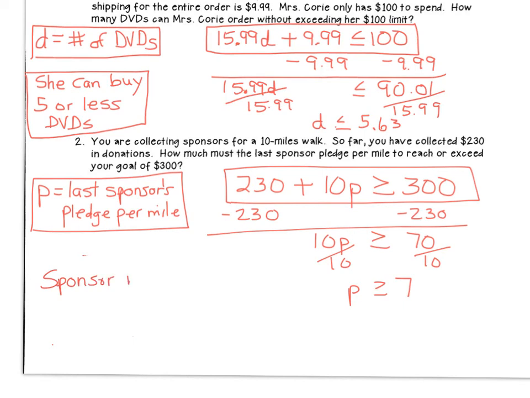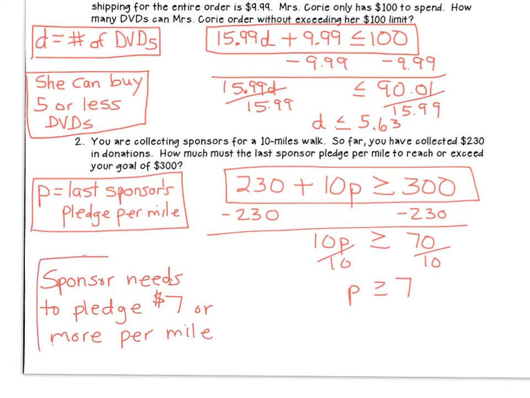Sponsor needs to pledge $7 or more per mile. So I need at least $7 from that last sponsor to reach my goal. And it's okay if he gives me more. Then I'll go over my goal. Alright, let's stop here for a minute and we'll continue on to the back side.